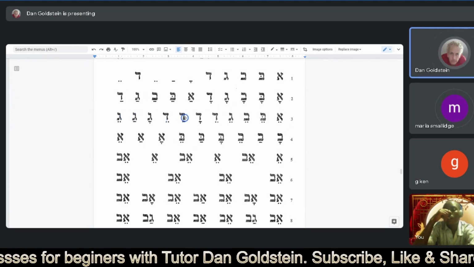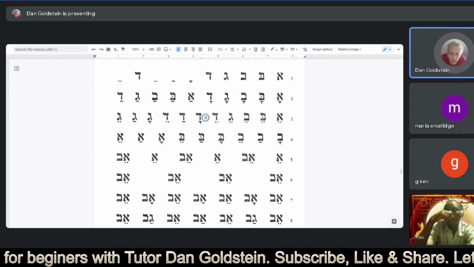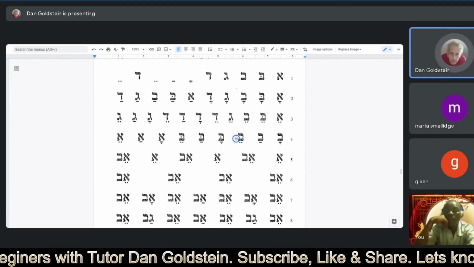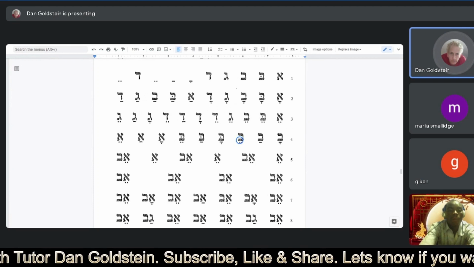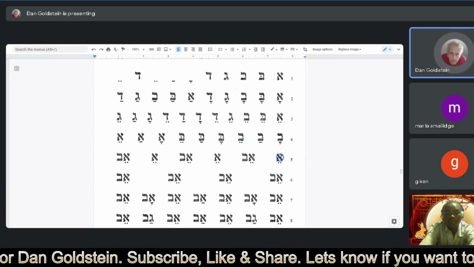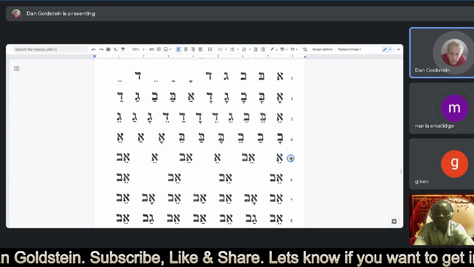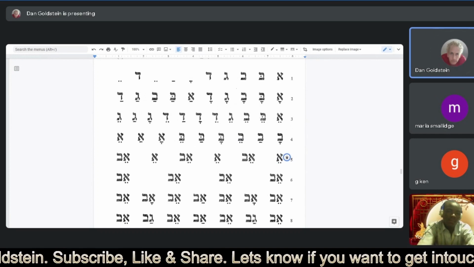So we can introduce the tsere into some words. You'll have nothing but tseres and plenty of repetition. Let's try line 5, see how we can do with it.